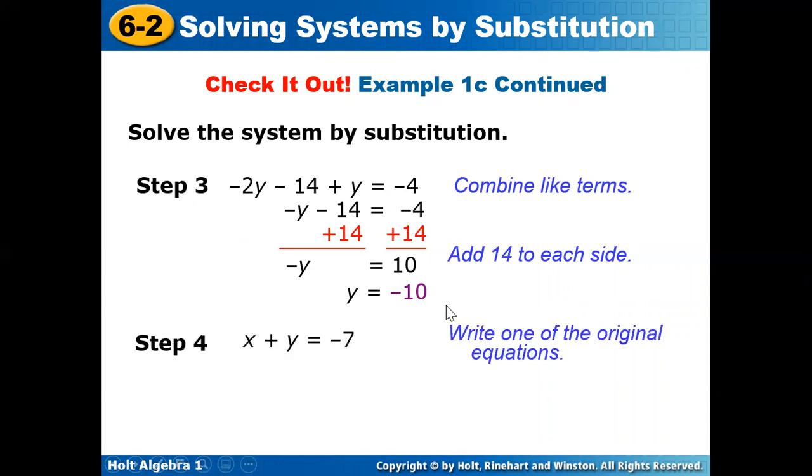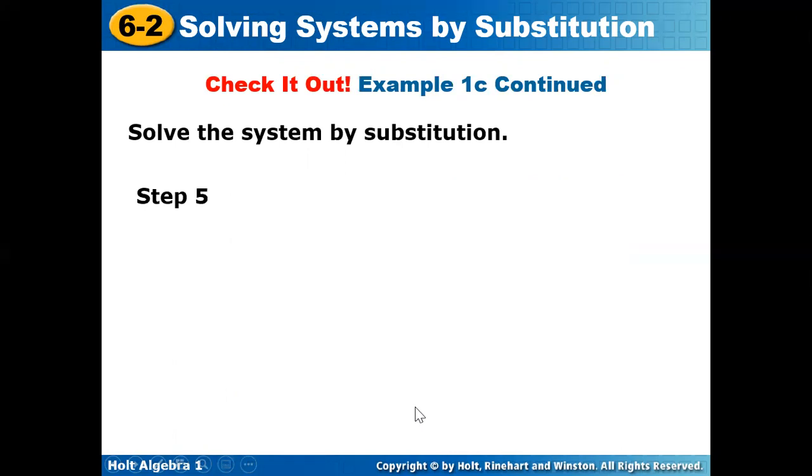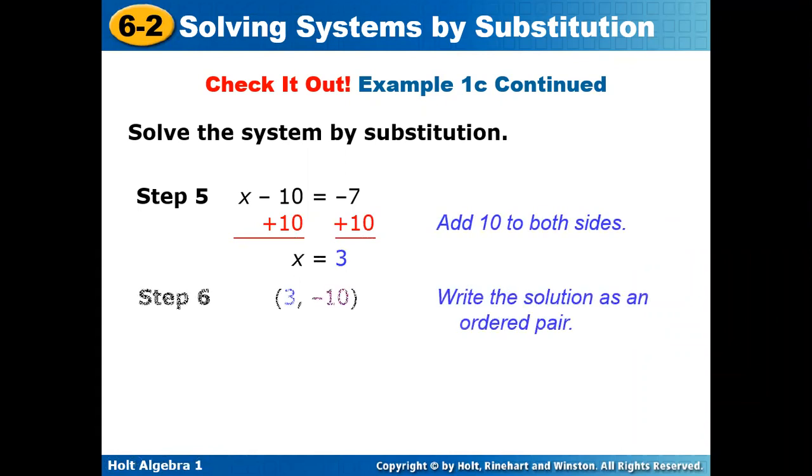Now we know the y coordinate. Put in negative 10 where we see y. x plus negative 10 is the same as x minus 10 equals negative 7. Add 10 to both sides. We get x equals 3. And we now have our solution. We have our ordered pair.